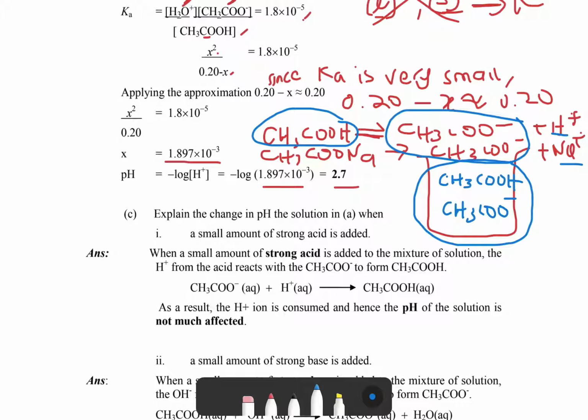Okay, nah kita tengok apa masalah dia. Masalah dia sekarang dia mau tambah small amount of strong acid. Bila dia tambah strong acid, maksudnya dia tambah H plus to the solutions. Okay, kita ada dua spesies sini. The acid itself and the base.